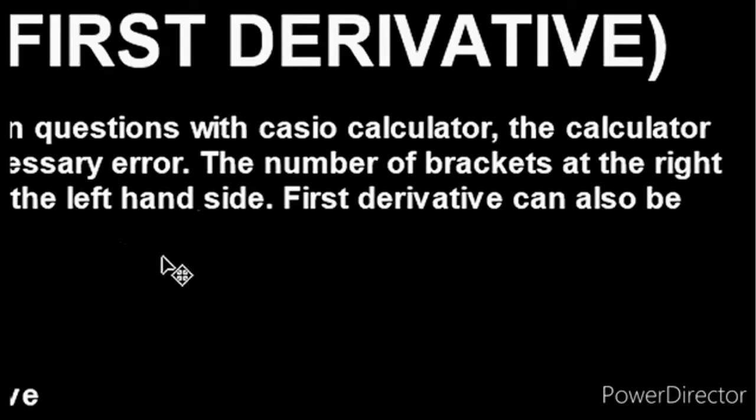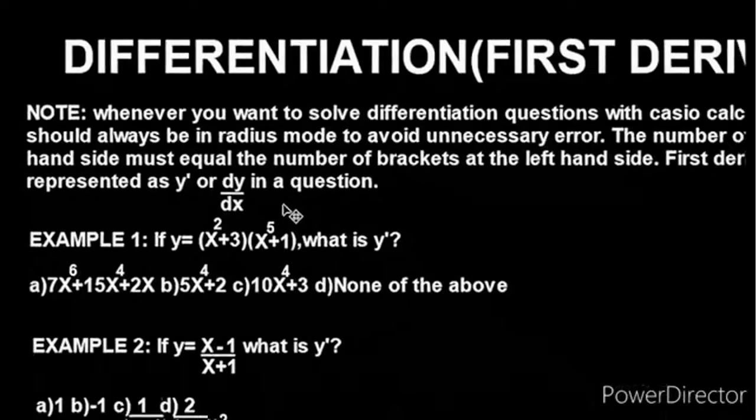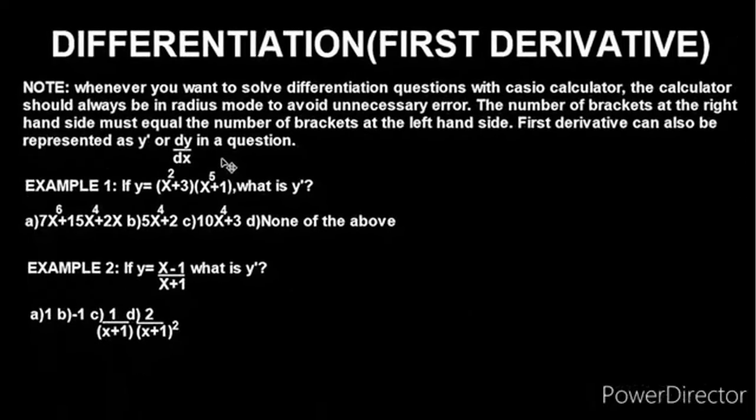We get to see the application of these points as we progress into the practical aspect of this video. Note again that the first derivative can also be represented as y prime or dy over dx in the question. Very important, because the examiner may choose to use y prime or dy over dx in replacement for the first derivative. So don't get confused. The three terms mean the same thing. Having known that, let's look at examples under this topic and solve them together.